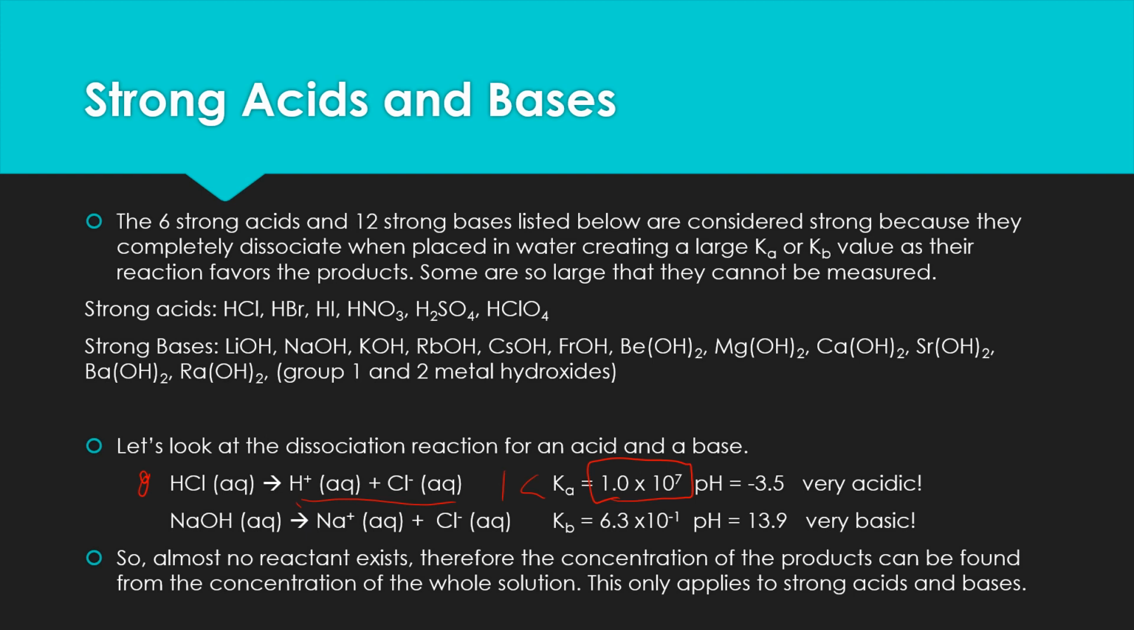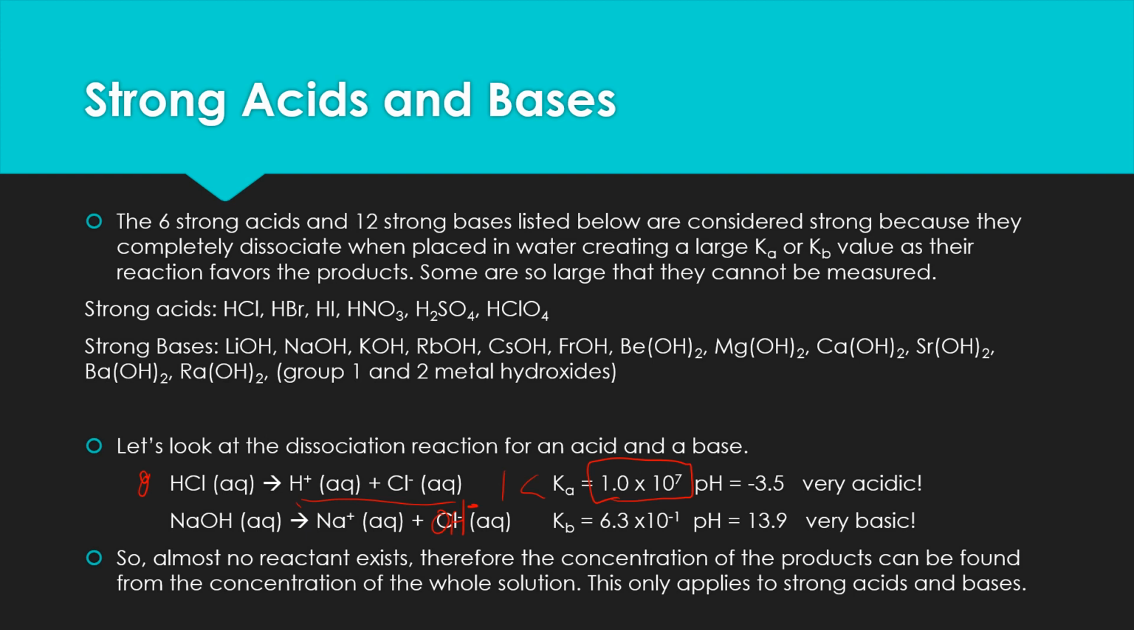Our sodium hydroxide, the next one, when aqueous, separates into sodium and hydroxide ion. Oh my gosh, not chlorine, hydroxide ion. I don't know how I got chlorine in there. All right, OH minus. So our Kb value is 6.3 times 10 to the negative 1. If we found our pH from that, it would be 13.9. So right almost at 14, very, very basic.